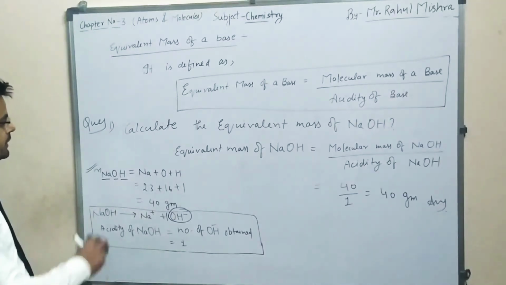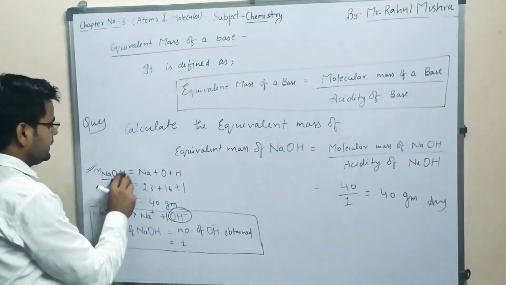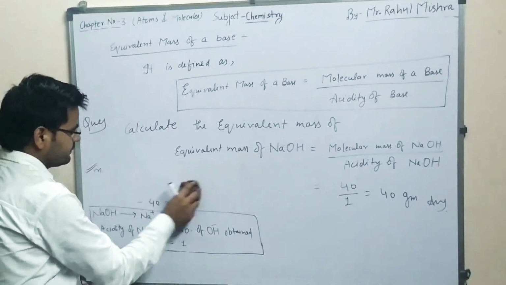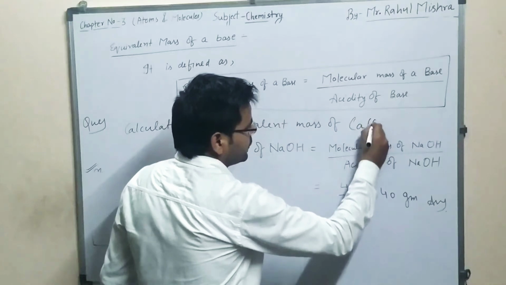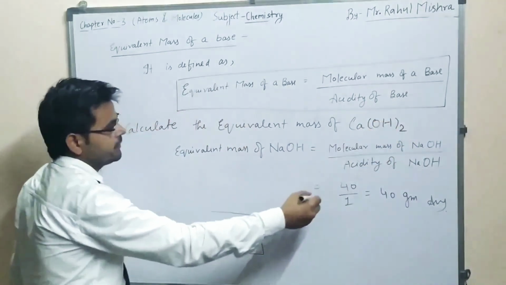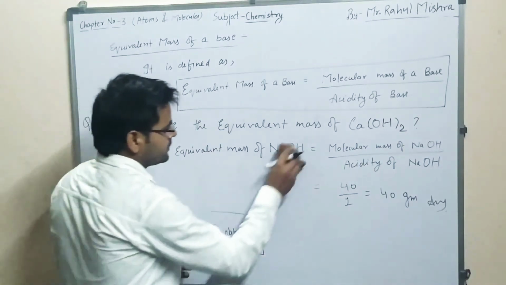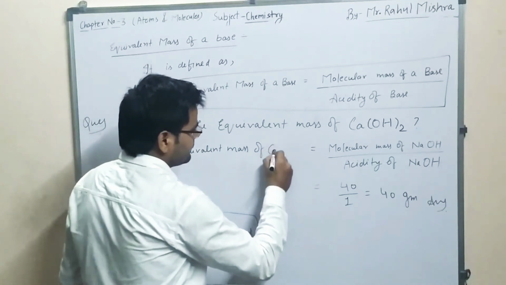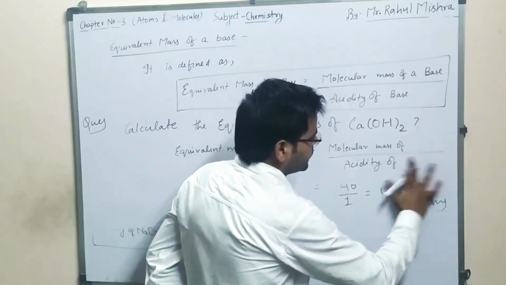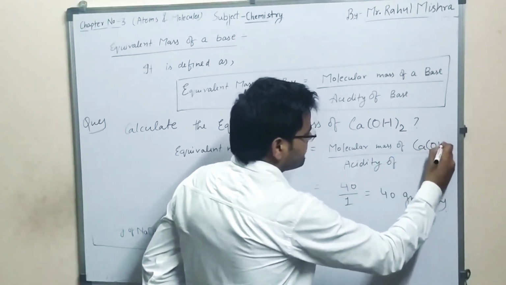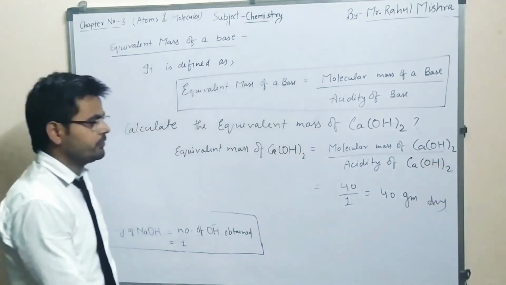Now the second question is: calculate the equivalent mass of Ca(OH)2. This is calcium hydroxide and it is also a base. So equivalent mass of Ca(OH)2 is equal to molecular mass of Ca(OH)2 divided by acidity of Ca(OH)2.